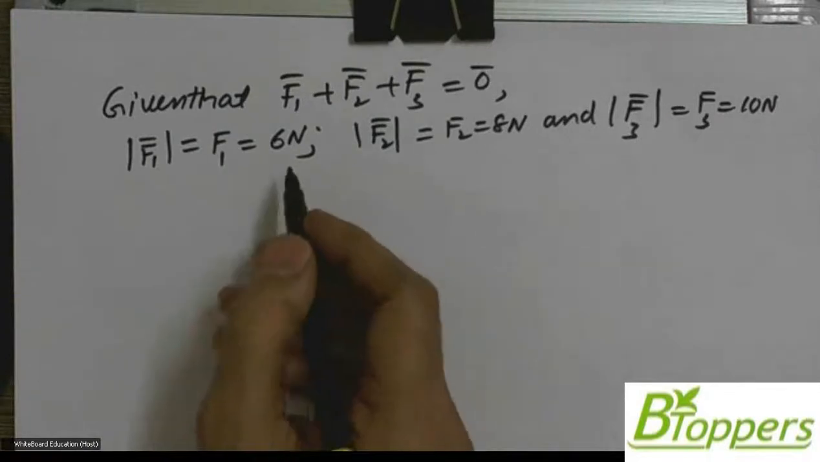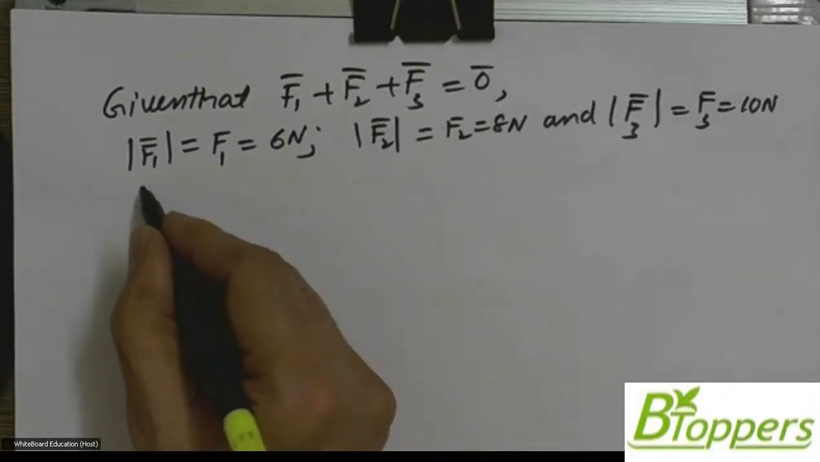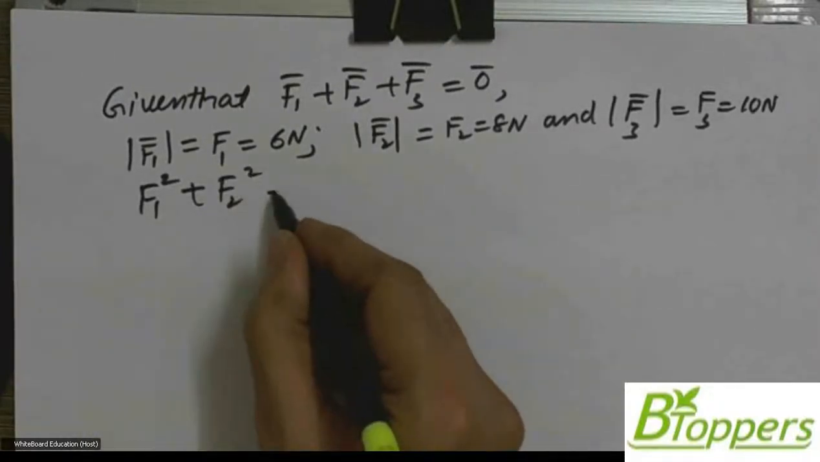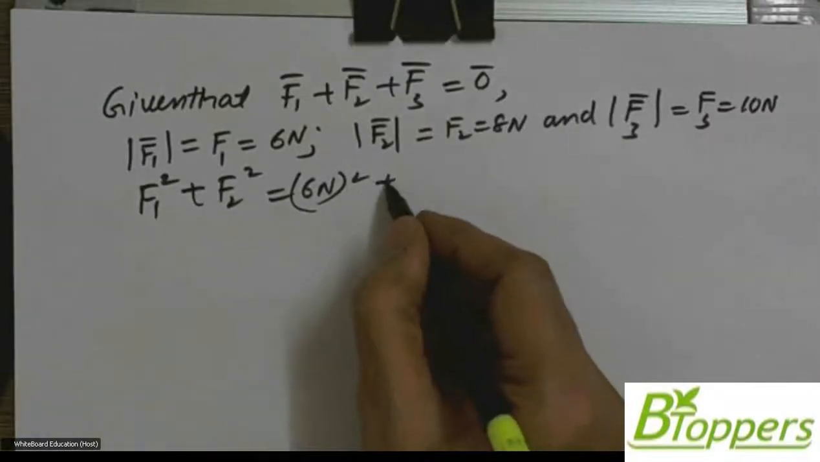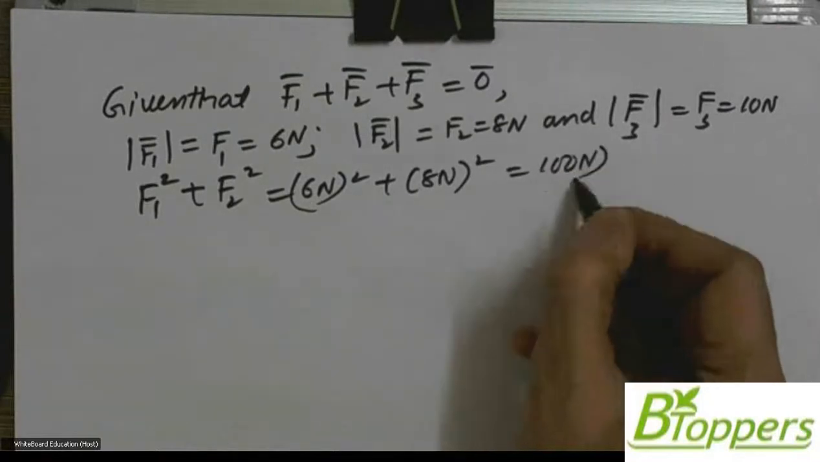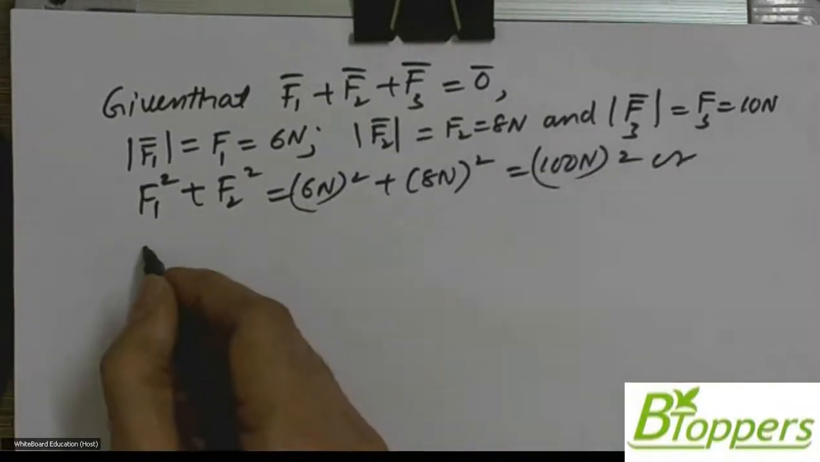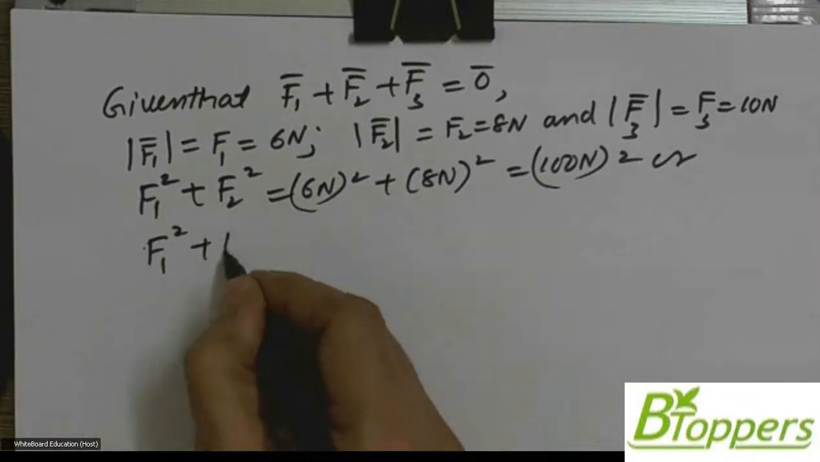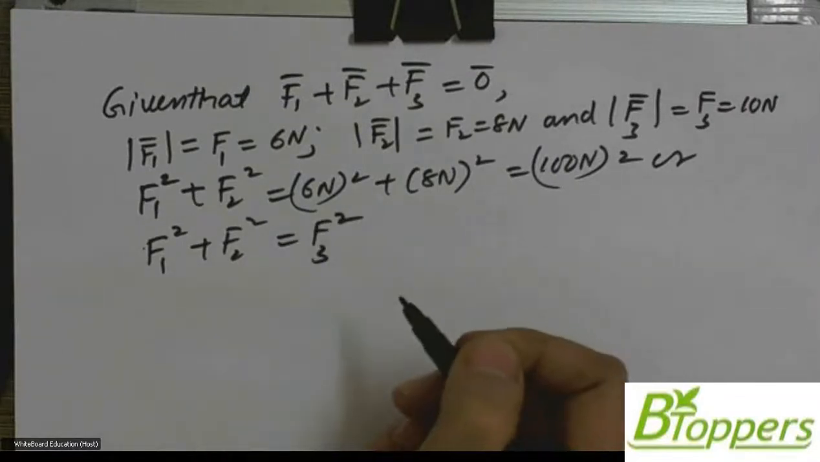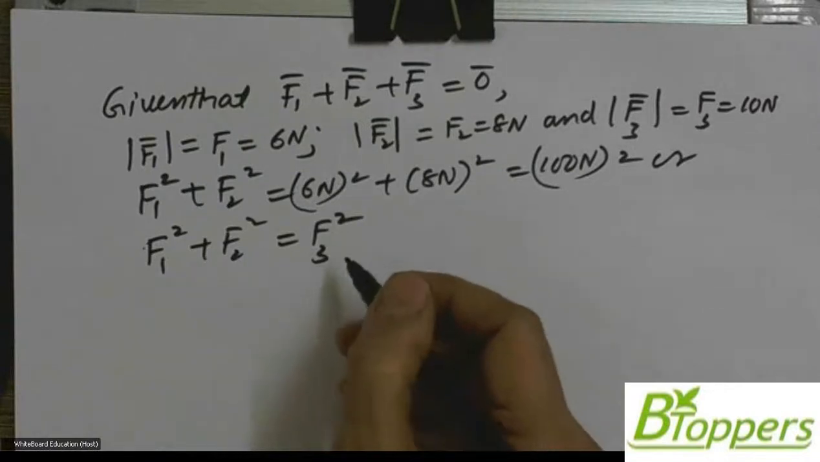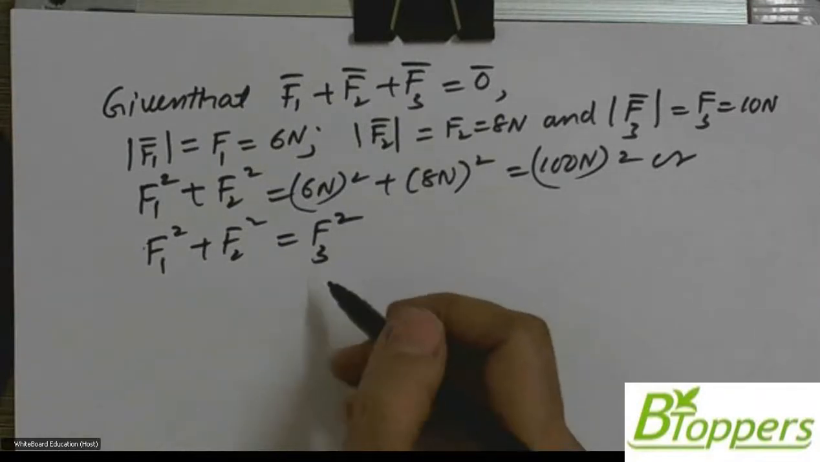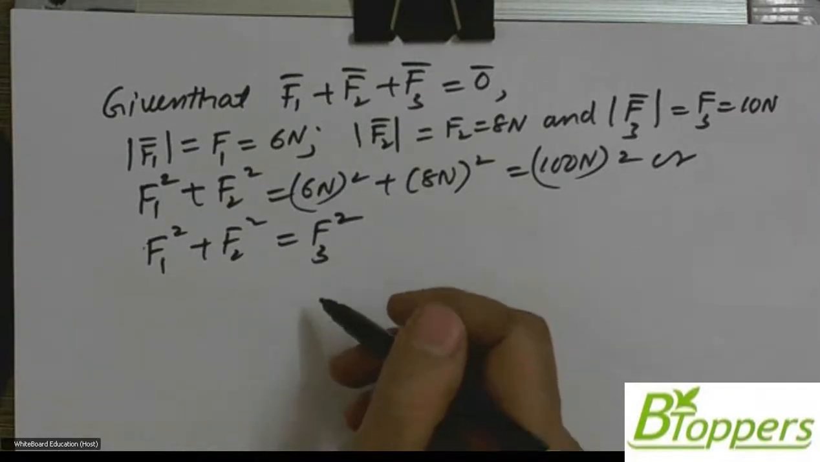You can observe that you can try to square and add the smaller magnitudes. You can observe that F1 square plus F2 square, that will be 6 Newton square plus 8 Newton square will be equal to 100 Newton square. Or you can observe that sum of the squares of the magnitudes of first two forces is equal to square of the magnitude of third force. That means the three forces form a right angle triangle because they satisfy the condition of Pythagoras theorem.